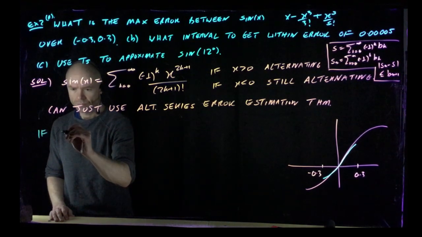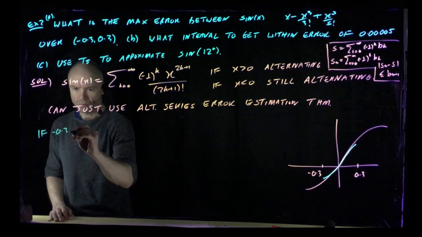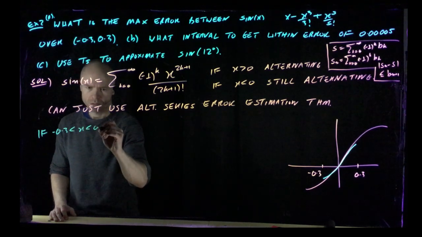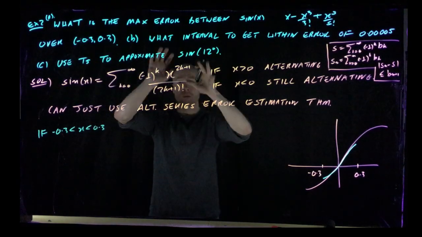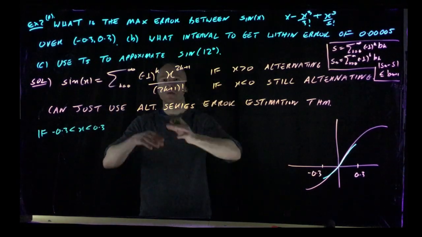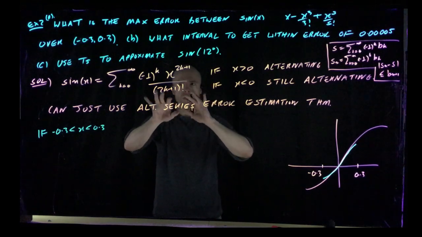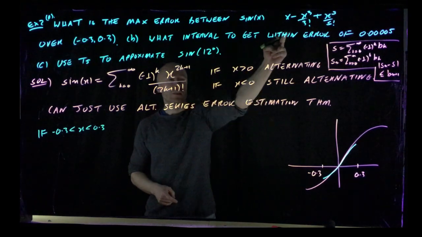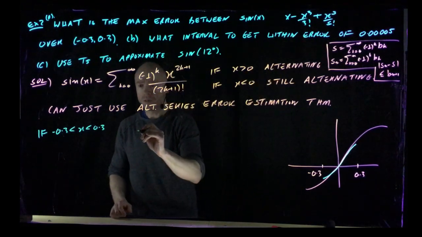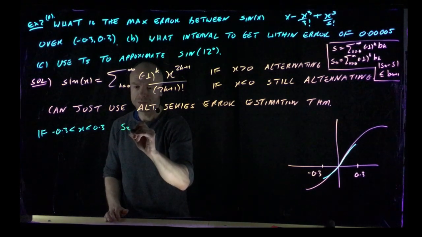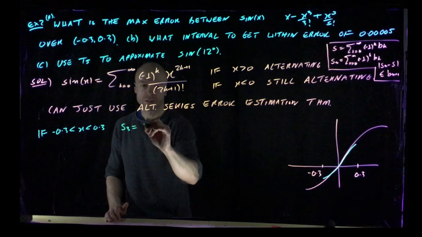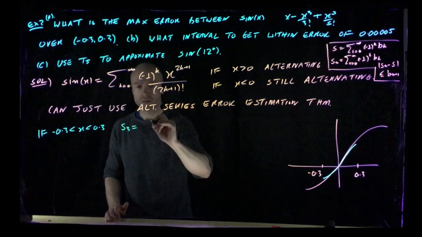If x is between minus 0.3 and 0.3, then forget about the fact that this is a power series. Just think, okay, this is now an alternating series. That's all you want to think about it in terms of. And what is this? This is just the first three terms, right? So now I'm going to write S3 as this thing, just the first three terms of this series.